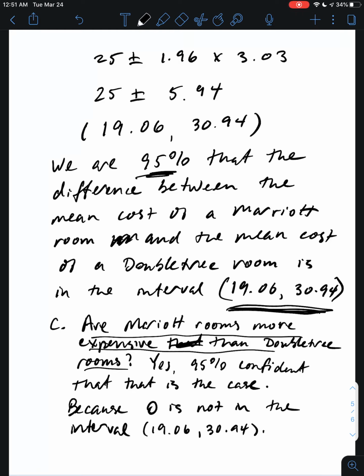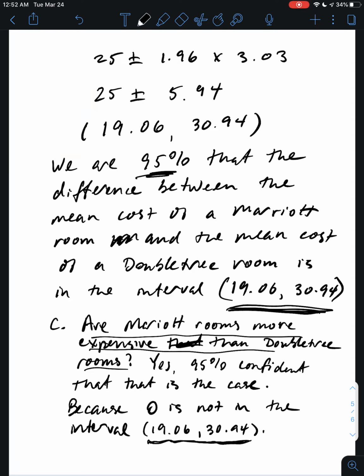So that's what we look for in answering these types of questions. Is one more expensive than the other? Are they different in price? The way we analyze that is to look at whether zero is in the interval, the confidence interval.